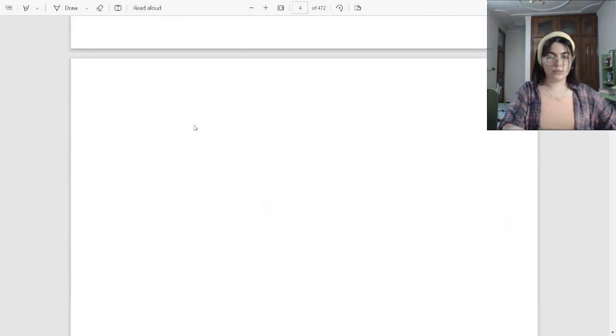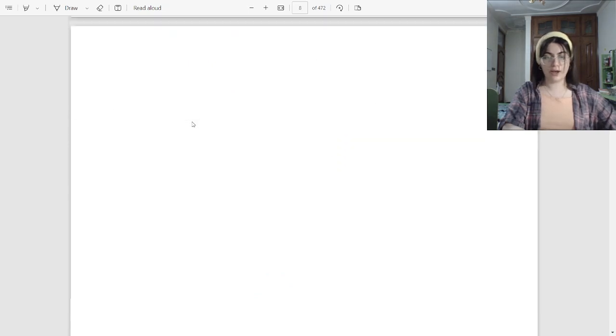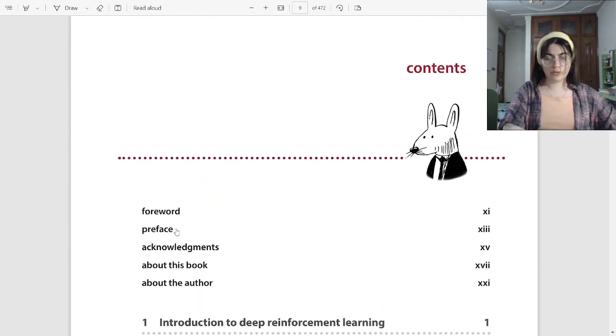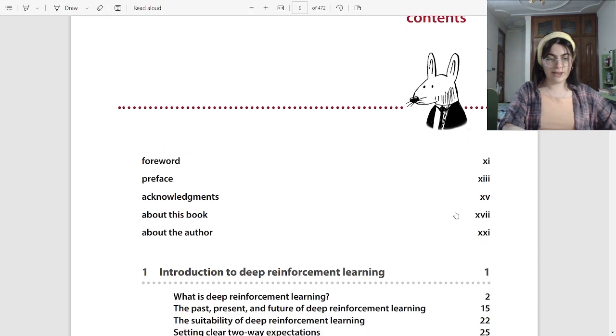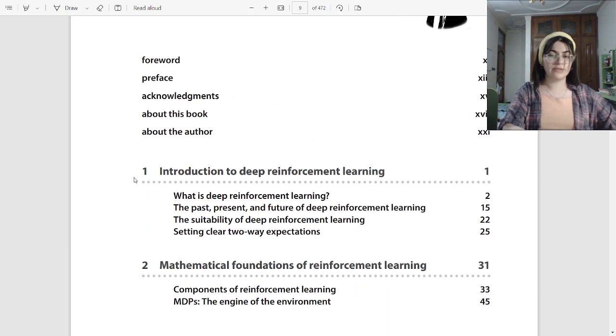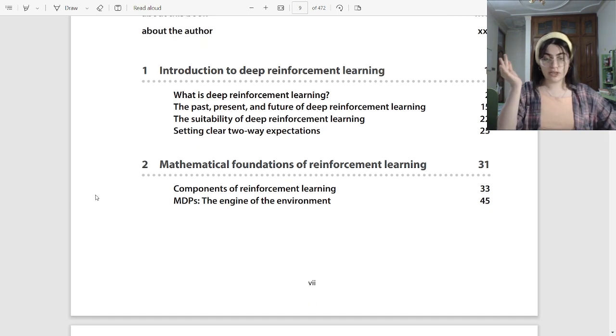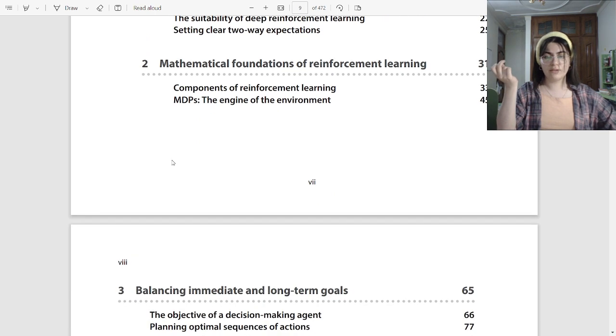Let's first see what we are supposed to have in the future. So the book starts with a foreword, preface, acknowledgement, and stuff like that. But then from the first chapter, we have an introduction to deep reinforcement learning, which covers some basics and terms that are necessary for the rest of the book. For the second chapter, we have mathematical foundation of reinforcement learning, which basically talks about MDPs and what the specific parts in an MDP are.